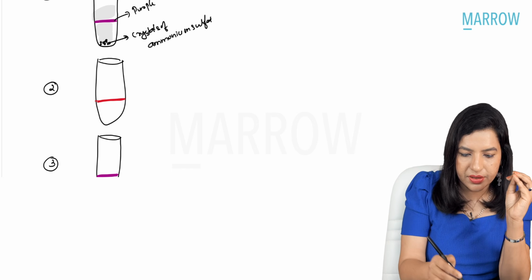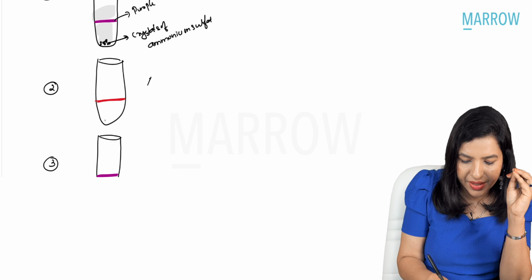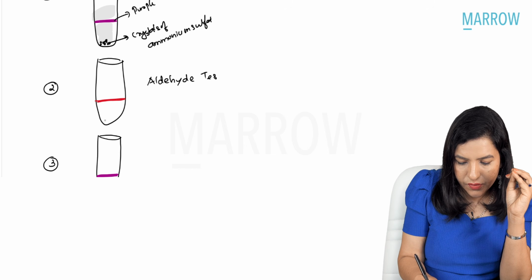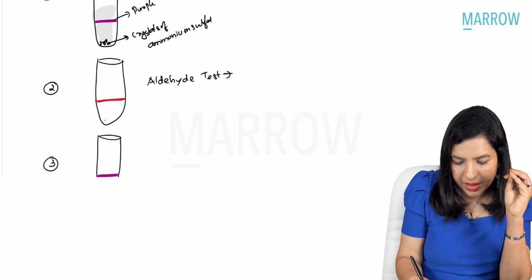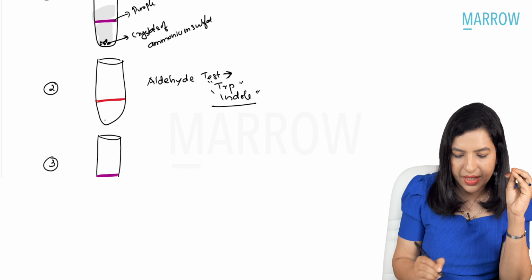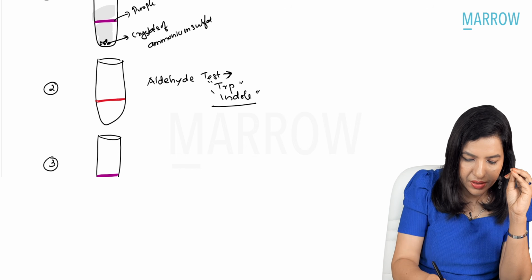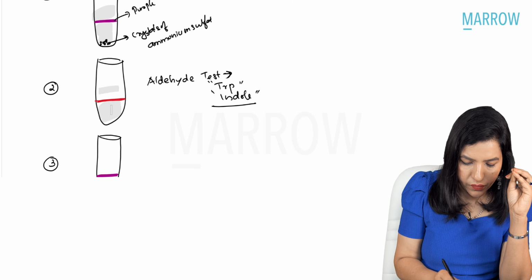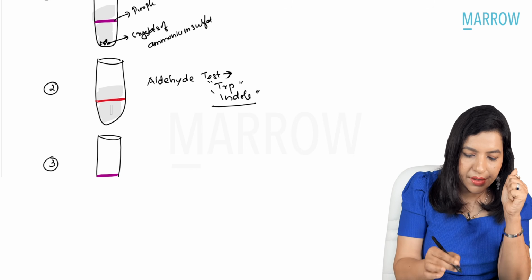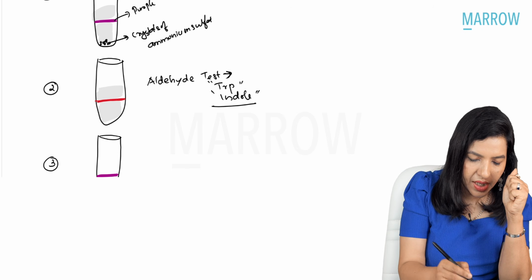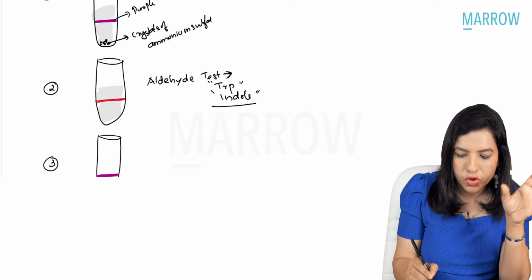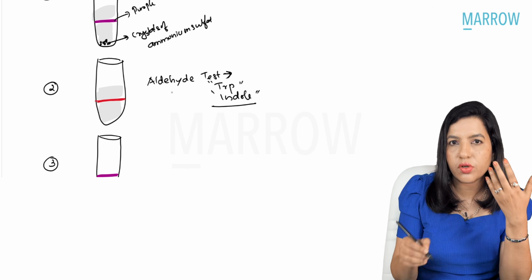Another ring test in biochemistry is the aldehyde test. What is the aldehyde test for? It's a test for tryptophan. The indole ring in tryptophan is the one answering the aldehyde test. Here also we can see a ring at the junction of two liquids. Again, remember how we can find out it's an aldehyde test.